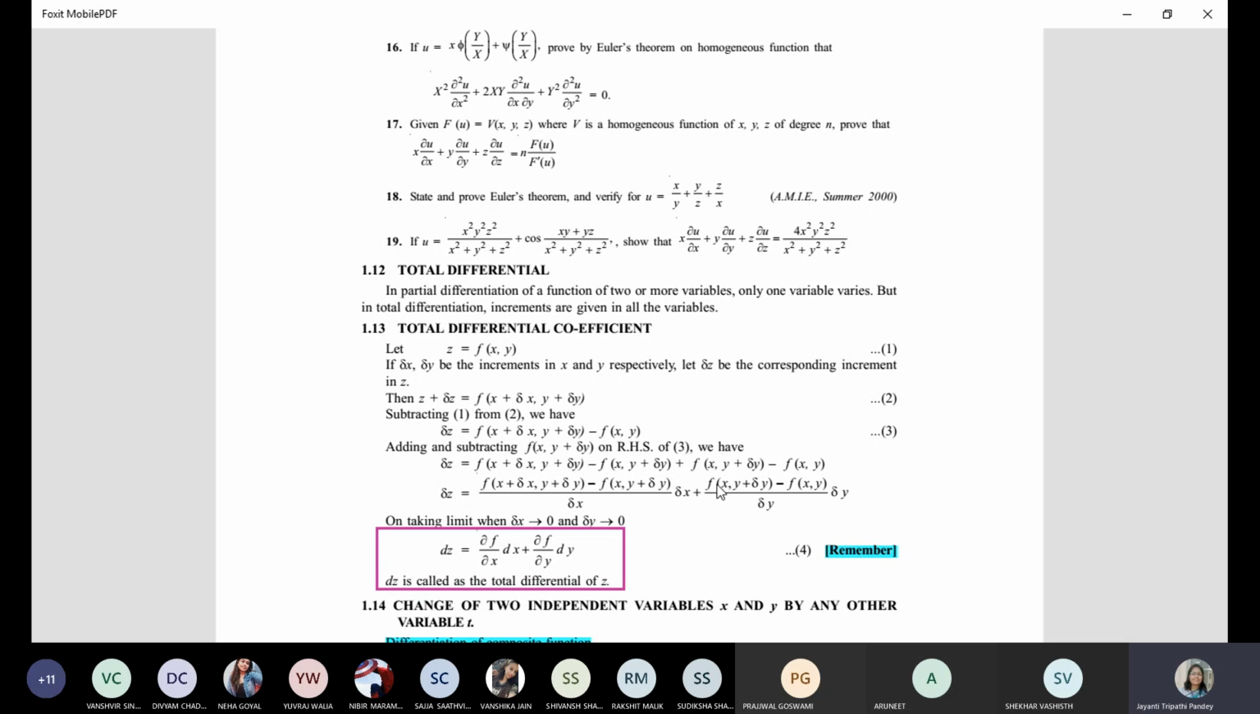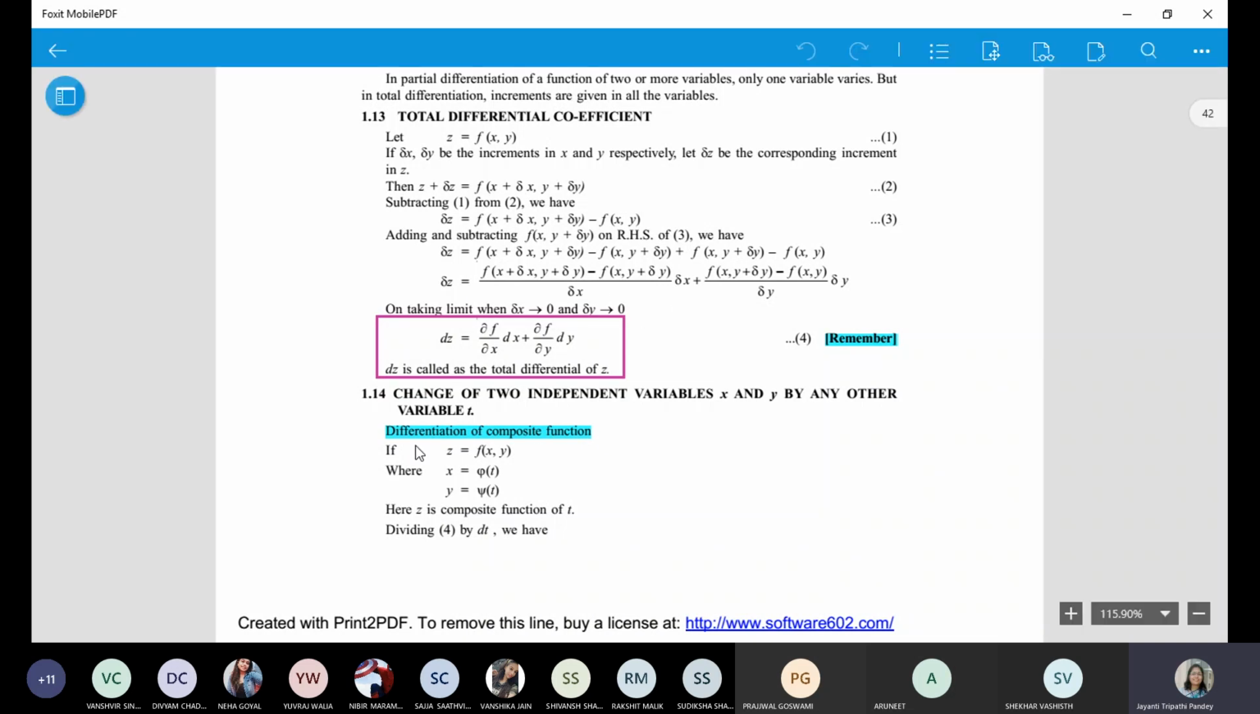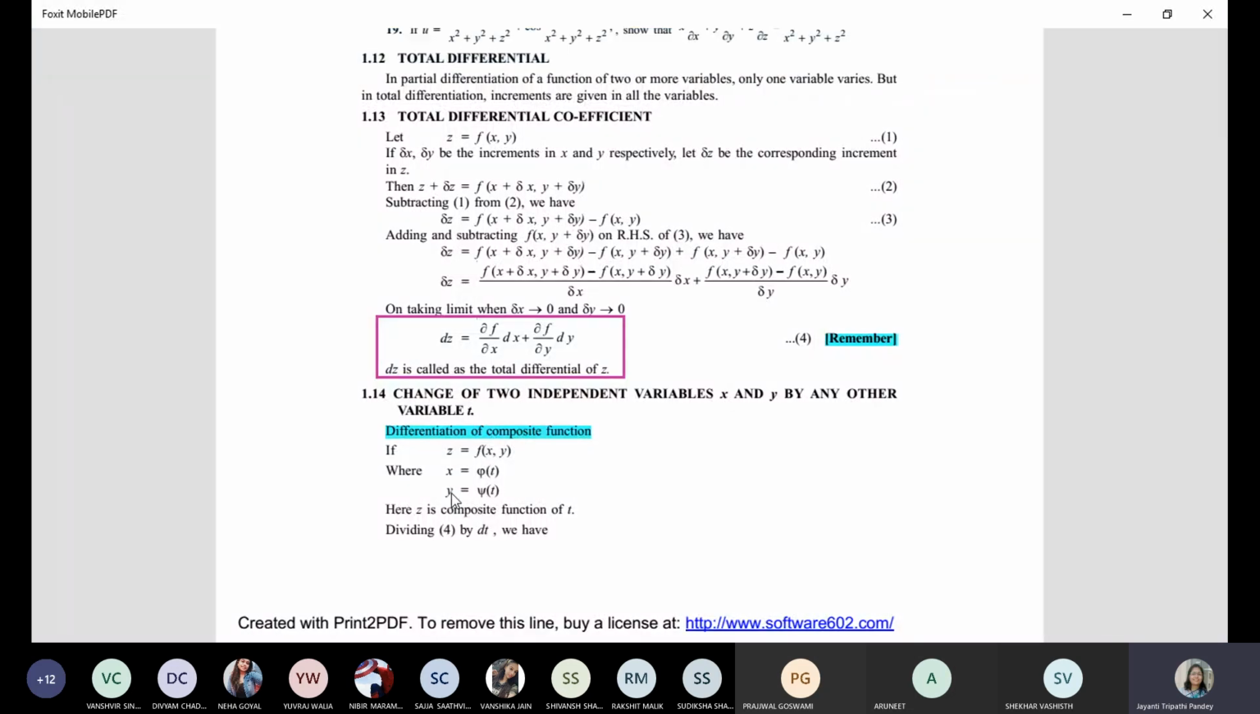Noted? Yes, ma'am. Now what happens? Suppose your x is a function of some parameter t, and y is also a function of the same parameter t. Then how do we get the total derivative? So, differentiation of a composite function. What is happening here? If you check, z is a function of x and y, and x and y are functions of some variable t, right? So obviously z is a composite function of t. Is this okay? How do we write a composite function?